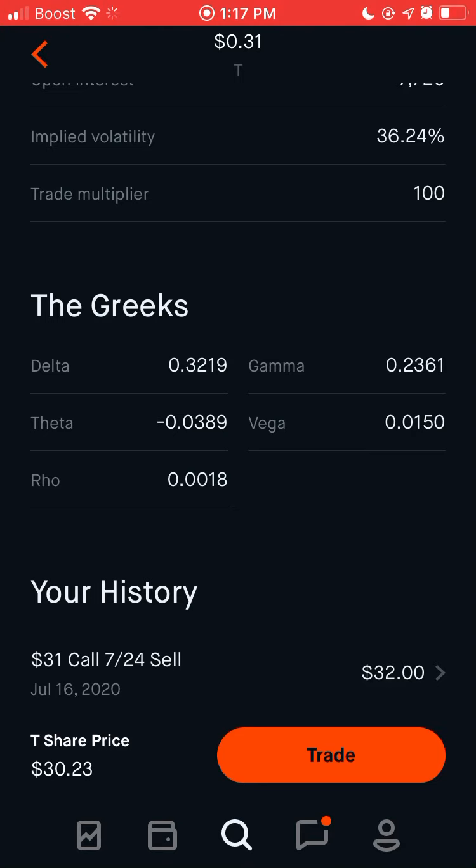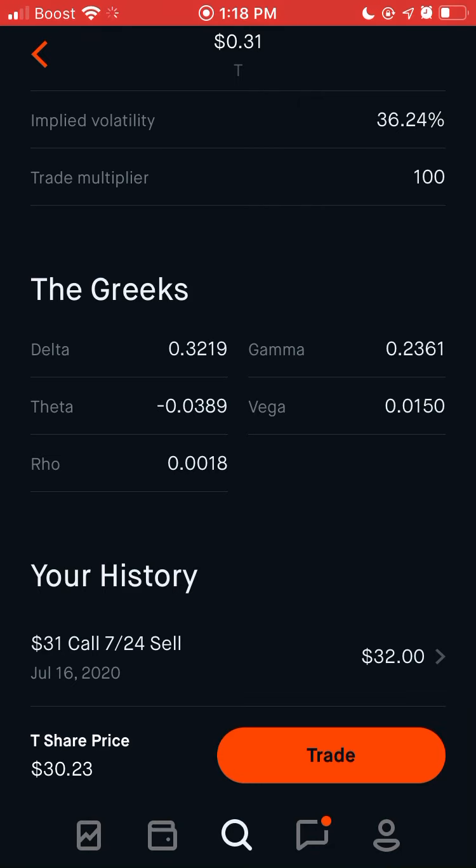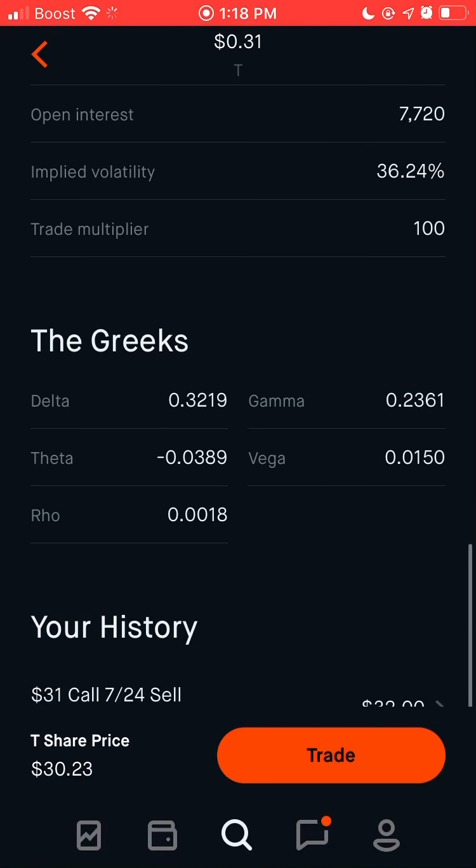Next, we have theta, which is a negative number. Theta represents the time decay of the contract. So pretty much every single day, this contract will lose about $3.89 of value due to time decay. So you take the theta, multiply it by 100, and you get negative 3.89. So this represents every single day this contract will lose that much value in premium just due to time decay.